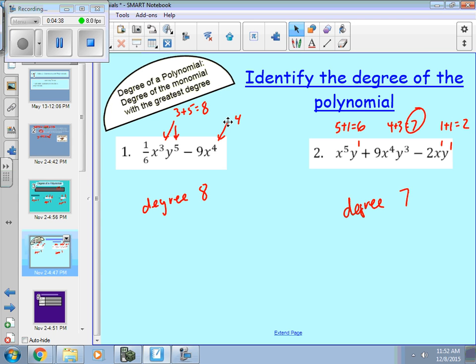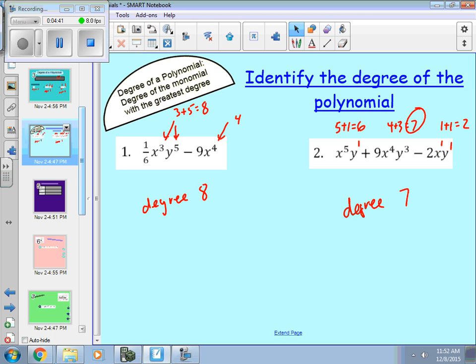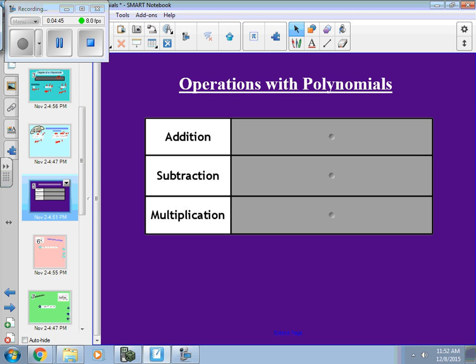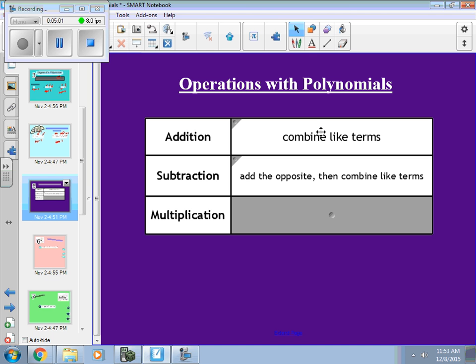All right, so degree, we're going to keep looking at degree throughout this unit. That's going to tell us some different stuff later when we start looking at the graphs. Okay, some operations we're going to be doing today: addition, subtraction, multiplication. If you are adding polynomials, you want to combine like terms. If you are subtracting polynomials, you want to add the opposite, then combine like terms. And finally, multiplication, you want to distribute. Remember, distribute's multiplying. Then, again, combine any like terms.